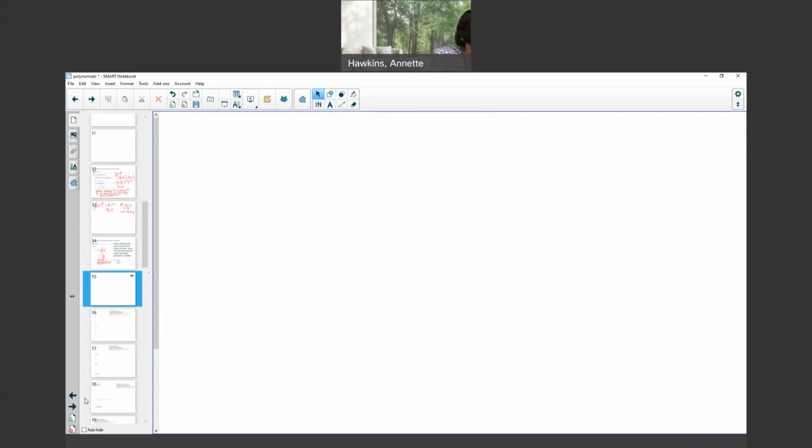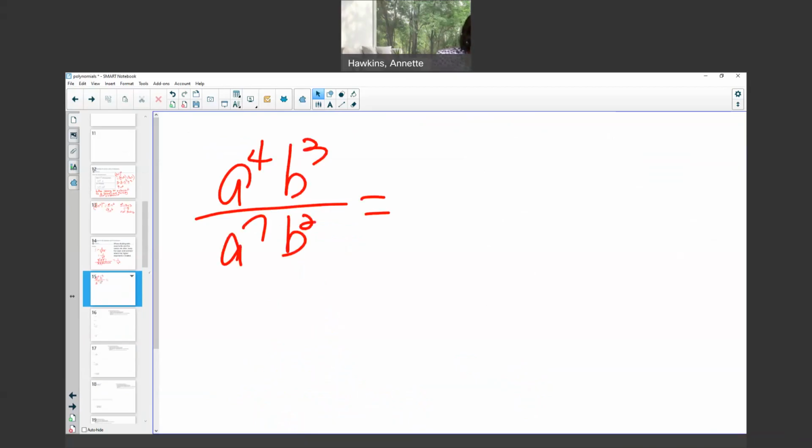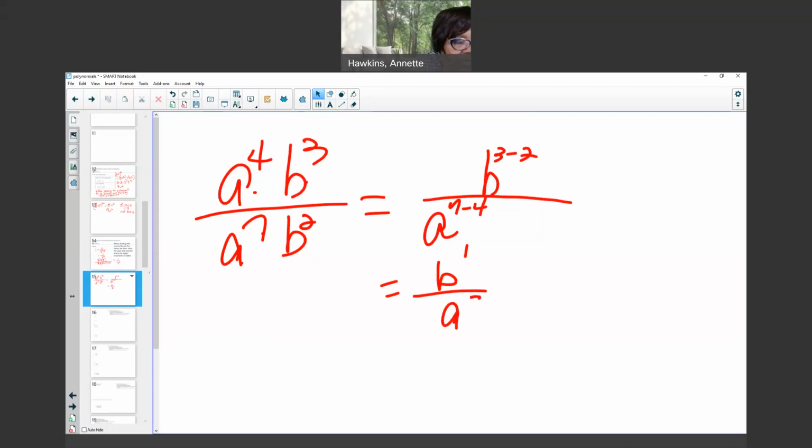All right, let's look at this one. All right, we are dividing. The bases are alike. We keep the base and subtract where the higher exponent is. This is 7, that's 4. So 7 minus 4. B cubed, B squared. 3 minus 2. B to the first over A cubed.